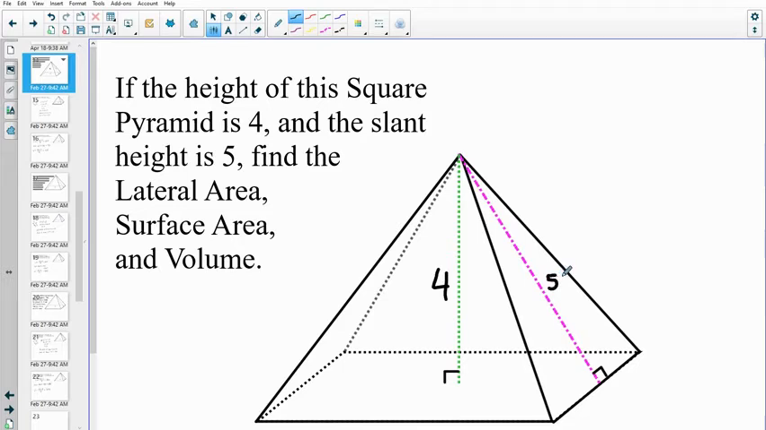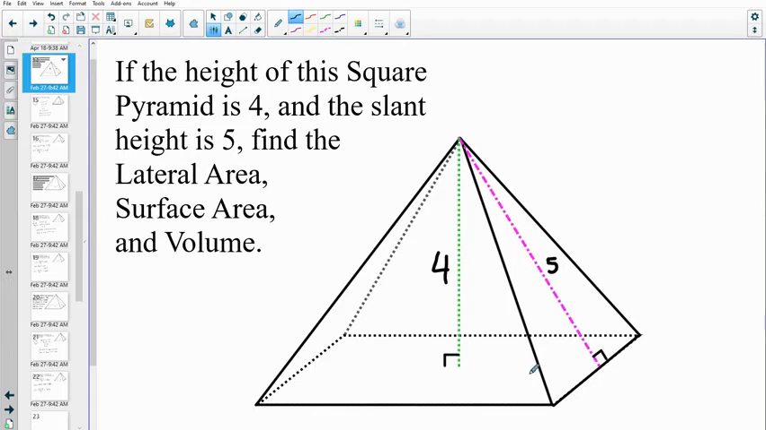Find the lateral area, surface area, and volume. All of these problems that I do here now and in the homework are going to look like that. Find the lateral area, surface area, and volume. One thing that I want to label on here is that we need to know how big this base is to find the area of the base, to find the perimeter of the base.